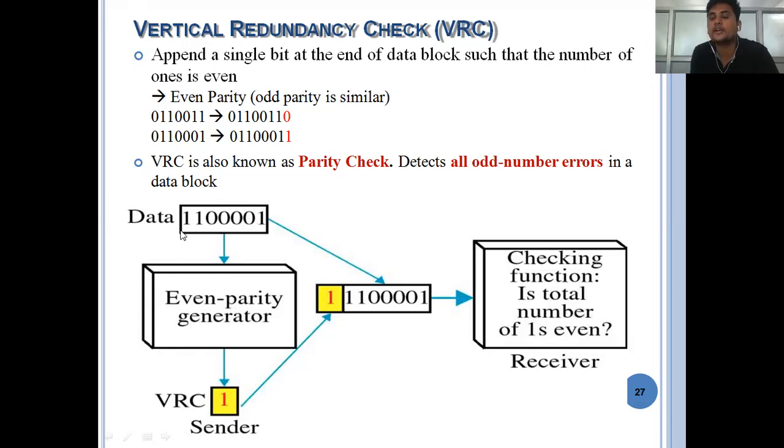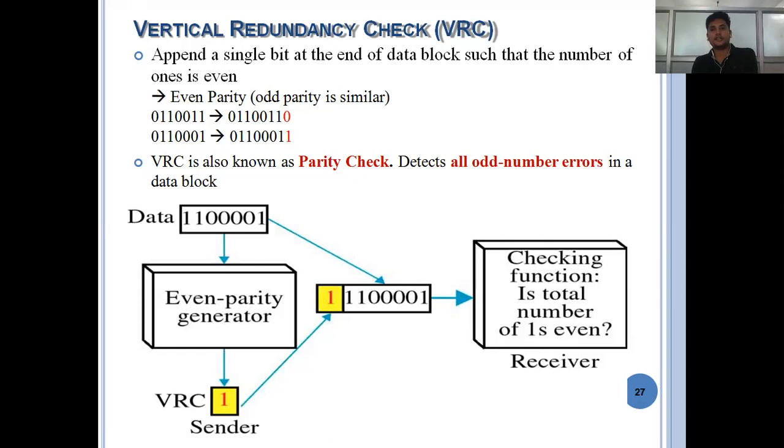Here the data is double 1, double 0, double 0, 1. There are three ones. Three ones means it is odd parity. For that purpose, the parity generator generates the bit 1. So 1 is added to the original data and sent to the receiver end. I think you guys understand what happens in VRC, that is parity check. So in vertical redundancy check, a bit is generated by the generator. So which bit is generated?